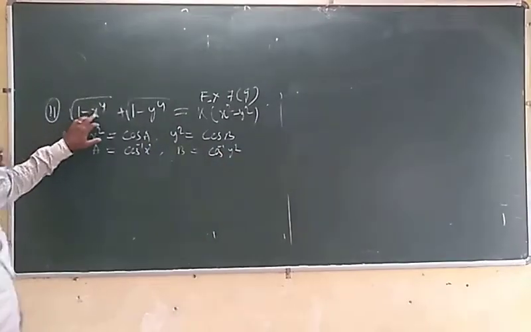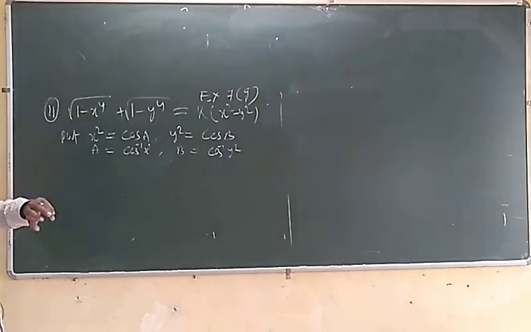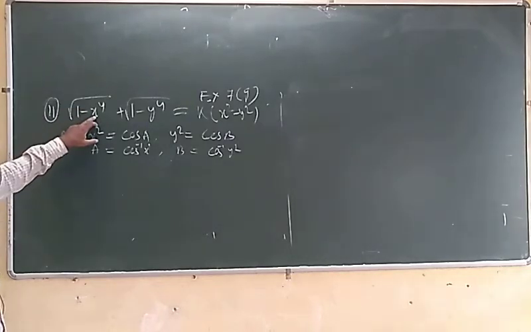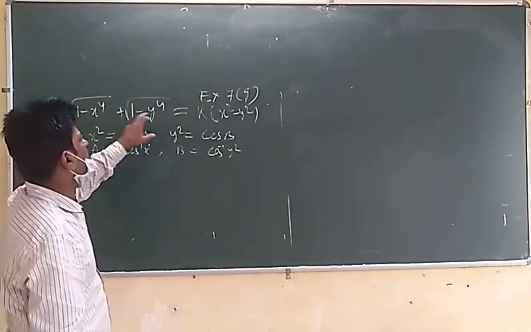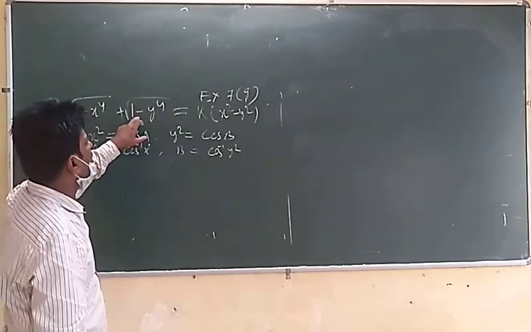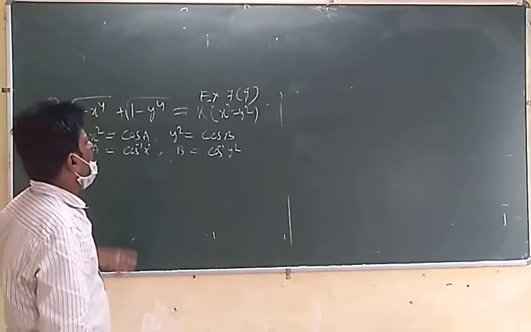Look, if x square is equal to cos a, then x fourth is equal to cos square a, and 1 minus cos square a is equal to sin square a, root over is sin a. Similarly, 1 minus y fourth is equal to 1 minus cos square b, that is equal to sin square b, root over is sin b. So it is very easy.